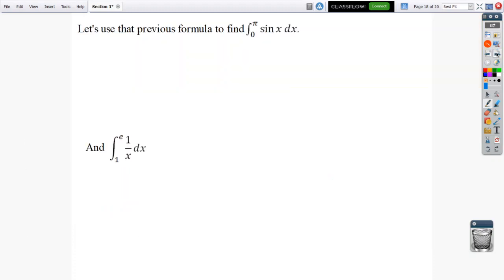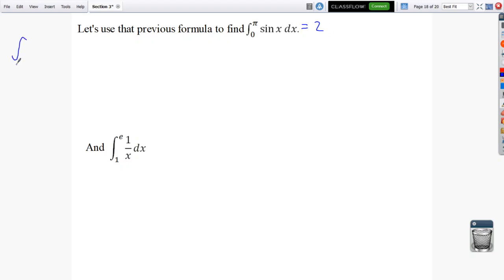Let's look at that to find out what the integral from 0 to pi of sine of x dx is. By the way, I know that this is 2. How do I know that's 2? Because I paid attention last class. That was given to us in one of the activities. In order to calculate what the integral from 0 to pi of sine of x dx is, I like to do this in a couple of steps.